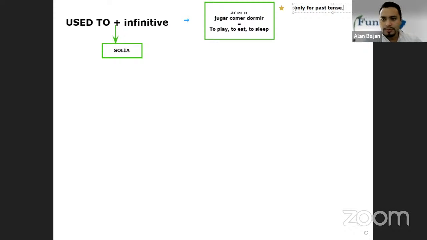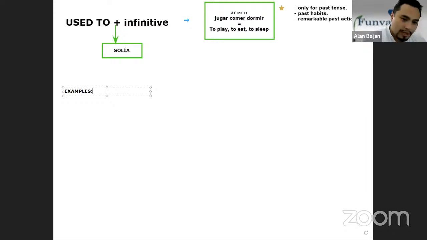And it is used also to explain past habits or remarkable past actions, to give emphasis or to express something important to you that you did in the past. Solía. For example, examples.